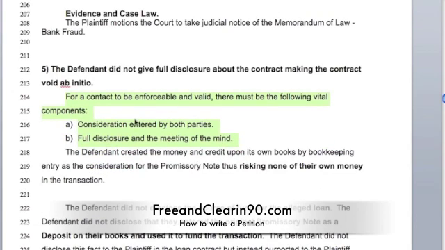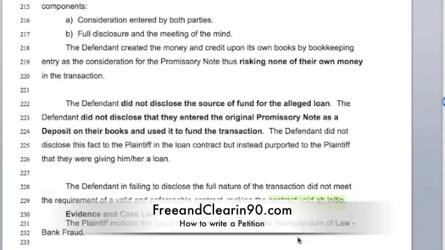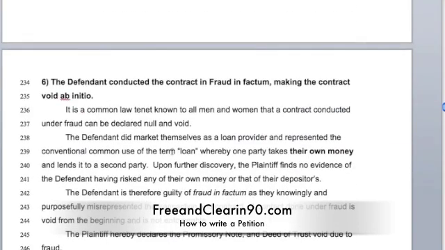So I'm just reiterating that and saying, look, the defendant risked none of their money and did not disclose the source of funds on this loan to me, and therefore, without full disclosure, this loan is done in fraud. It's void from the beginning. Okay, that's what I'm saying. And they did conduct the contract in fraud.